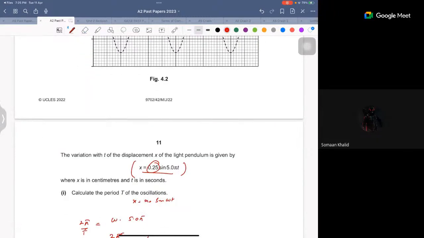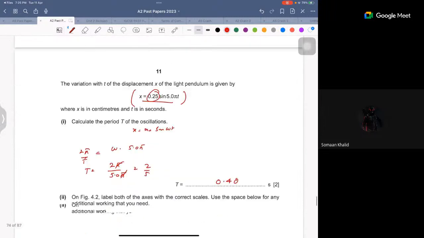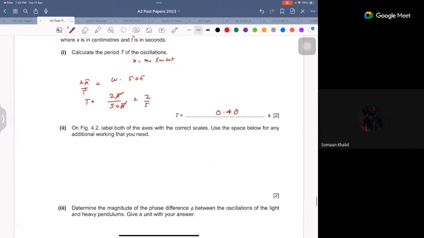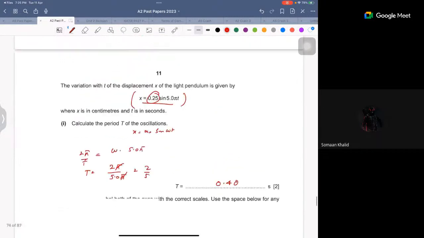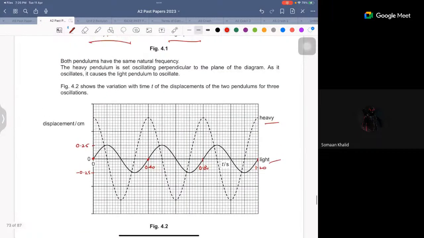Yes, sir. But did they ask you to draw for the other one? And you have to scale it. So this will be 0.25, then this will be 0.50, this will be 0.75, this will be 1, right? I think. From just looking at the graph, we don't have the equation for the other one. Okay. Fair enough.